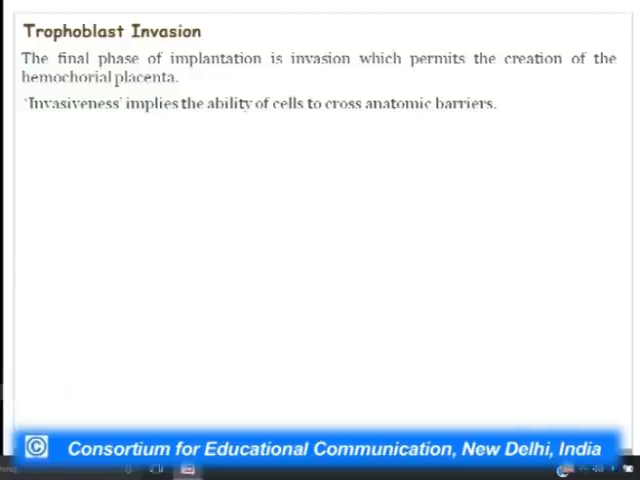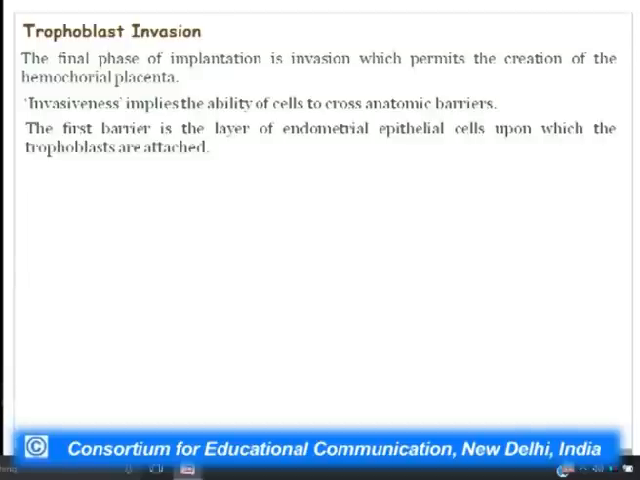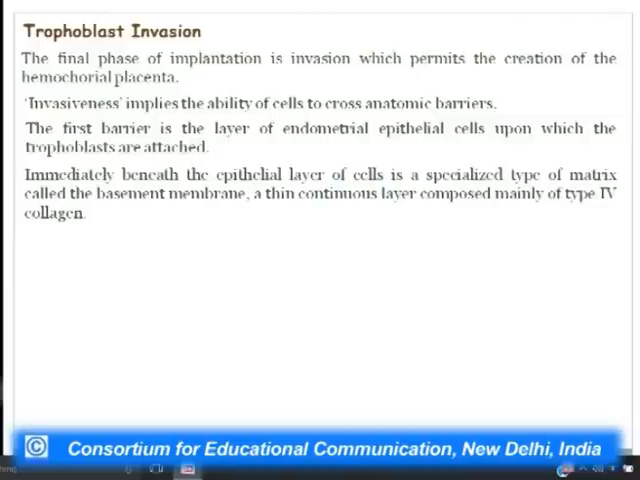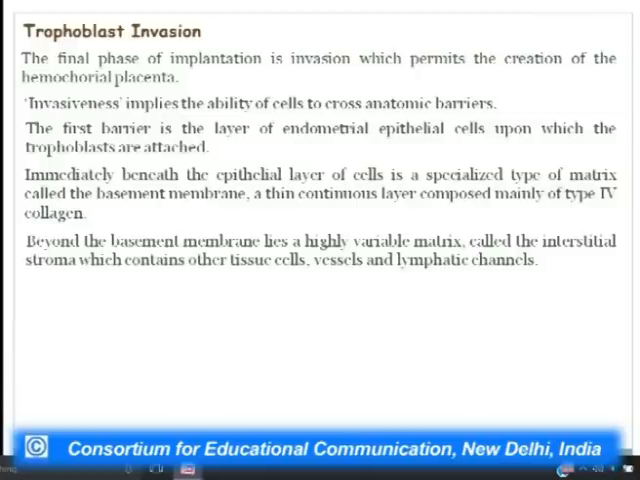Invasiveness implies the ability of cells to cross the anatomic barriers. The first barrier is the layer of endometrial epithelial cells upon which the trophoblasts are attached. Immediately beneath the epithelial layer is a specialized type of matrix called the basement membrane, a thin continuous layer composed mainly of type 4 collagen. Beyond the basement membrane lies a highly variable matrix called the interstitial stroma, which contains other tissues, cells, vessels and lymphatic channels. So, this is the arrangement of the endometrial cells.